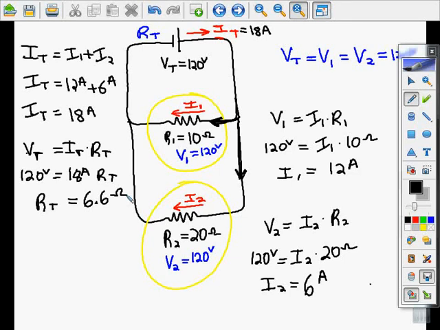Again, it's always kind of bizarre, because how does the total resistance compare to the individual resistances? Exactly. How bizarre. The total resistance is less.